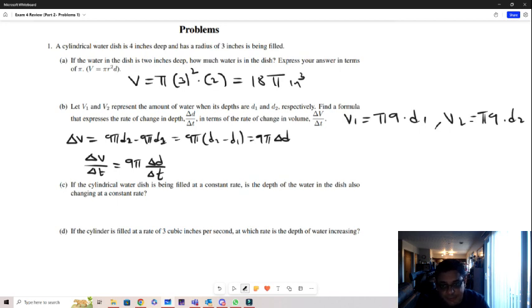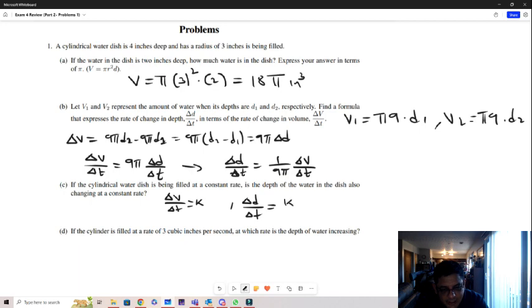And so that is an expression that gives us dV/dt in terms of dD/dt, but we want the opposite. We want dD/dt in terms of dV/dt, so we have to flip this, moving 1 over 9 pi to the other side. So dD/dt equals 1 over 9 pi times dV/dt. And now in part C, we're going to work under the assumption that dV/dt is a constant. Because we had this from before, dD/dt is this amount, K over 9 pi. Now K here is a constant, remember.